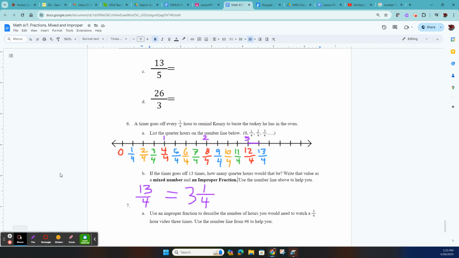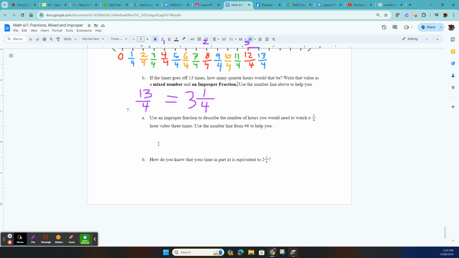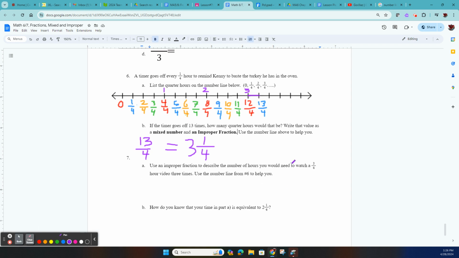Okay. Cool, moving on. Question 7. It says use an improper fraction to describe the number of hours you would need to watch a 3/4 hour video 3 times. Use the number line from number 6 to help you. Okay, let's have a look here. So a 3/4 hour long movie. Well, I know that that's going to be 1, 2, 3 jumps. So I landed there. I'll do another 3 jumps. 1, 2, 3. Okay, and I'll do another 3. 1, 2, 3. Okay, so that's where I ended up. I watched that 3/4 hour long movie 3 whole times, and that gave me 9 quarters.